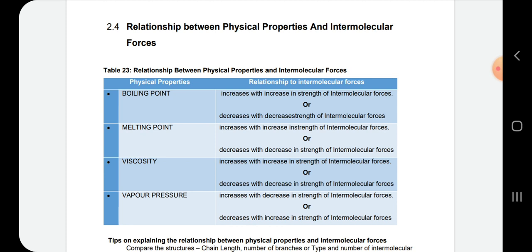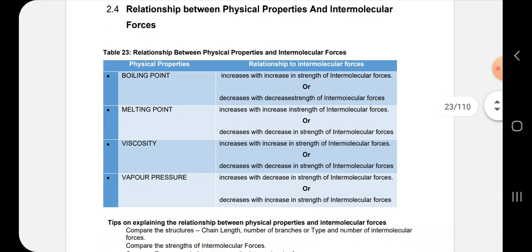Vapor pressure increases with decrease in strength of intermolecular forces, and decreases with increase in strength. So the vapor pressure will increase if the strength of the intermolecular forces is low, and the vapor pressure will decrease with increased intermolecular forces.